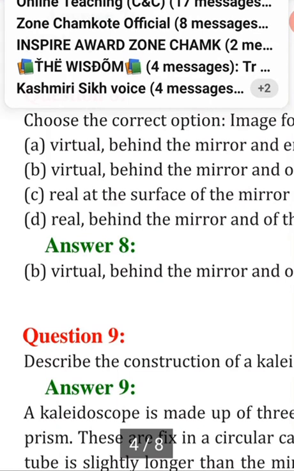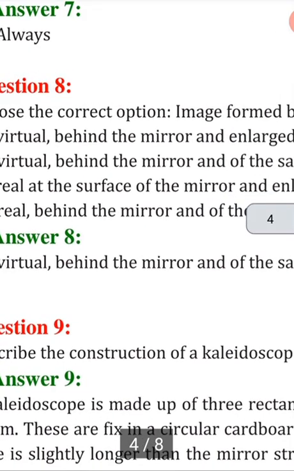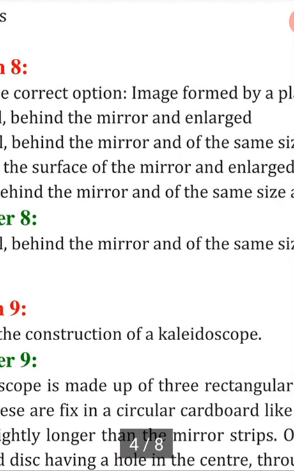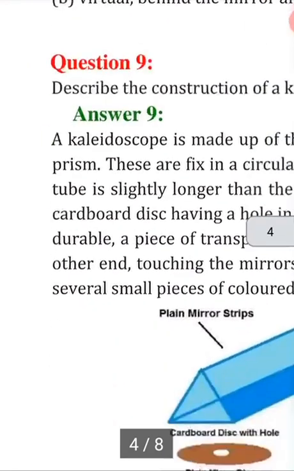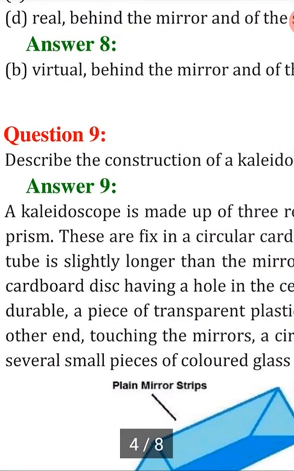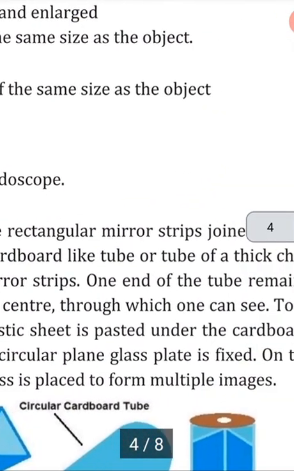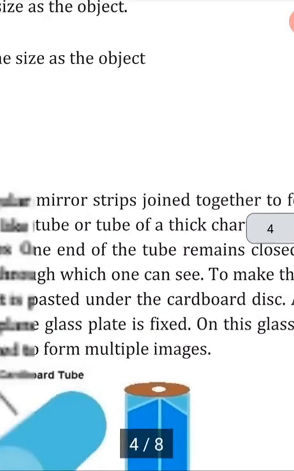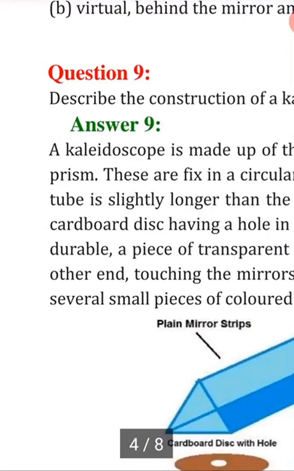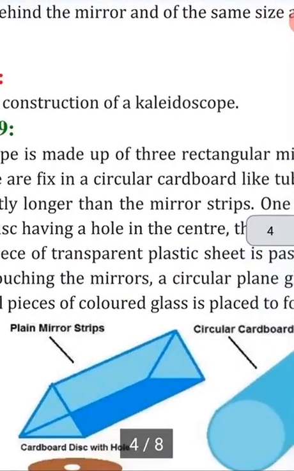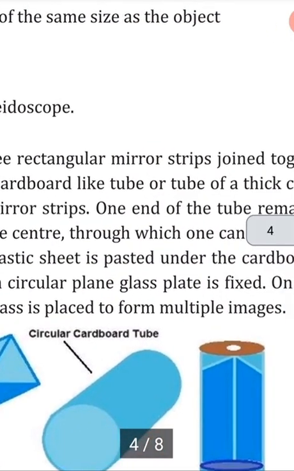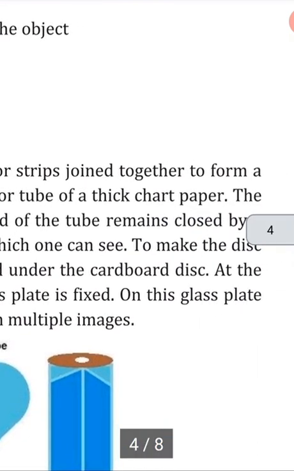So question number 9, describe the construction of a kaleidoscope. हाँ, there is a kaleidoscope. तो इसकी हमने कंस्ट्रक्शन बतानी है, ये कैसी इसकी कंस्ट्रक्शन क्या होती है। तो कैलिडोस्कोप is made up of 3 rectangular mirror strips joined together to form a prism. These are fixed in a circular cardboard-like tube or a tube of thick chart paper.